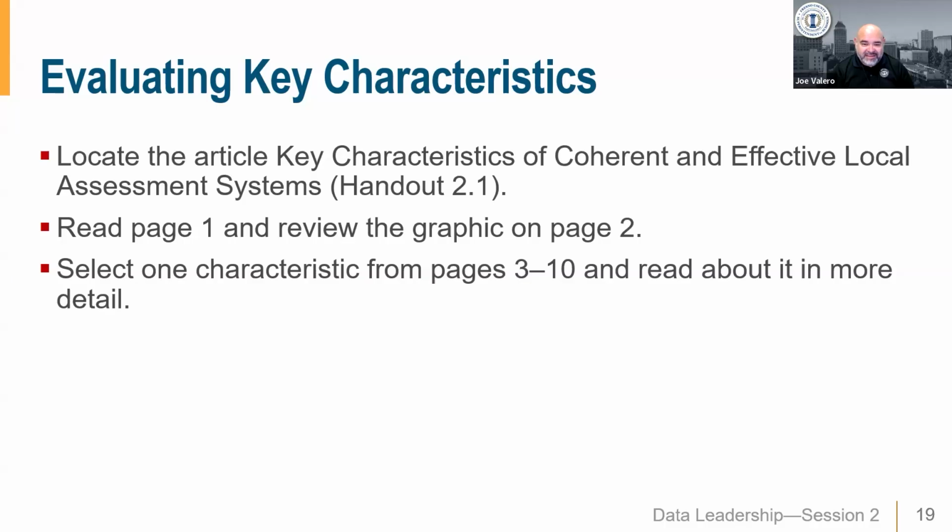And so we're going to give you a few minutes for that, and then we're going to come back and reflect. Sorry, everybody, I forgot to tell you how much time we actually had. So let's take about 4 minutes to go over and do that independent reading. Once again, we're looking for handout 2.1. Read page 1, review the graphic on page 2, and then select one characteristic. And then we'll answer the questions when we come back. So please, not yet. Right now you're just doing some reading.